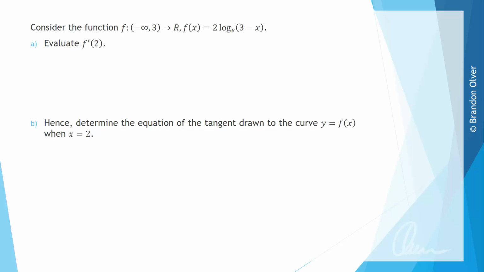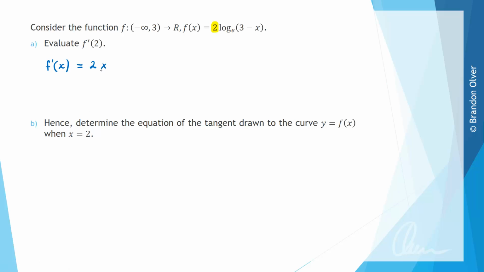Consider the function f with a domain of -infinity to 3 for f of x equals 2 times log e of 3 subtract x. For part A, we're asked to evaluate f dashed, the derivative, when x is equal to 2. So first of all, we could calculate the derivative f dashed of x. So that's going to equal, and this 2 that's multiplying the function log e of 3 subtract x is still going to be present in the derivative.